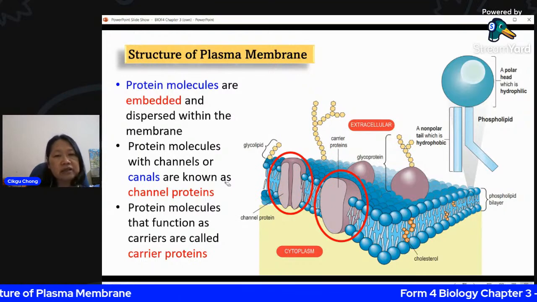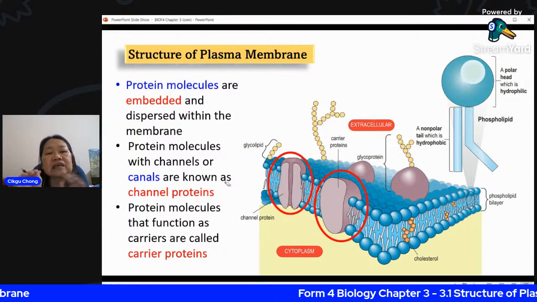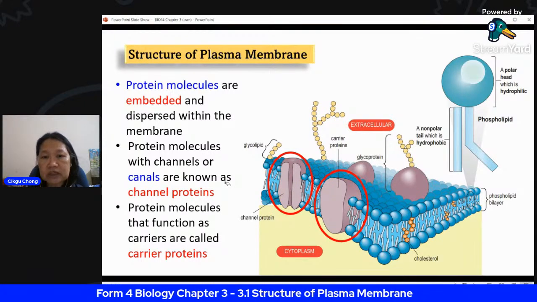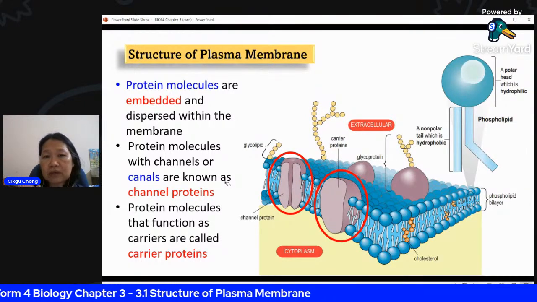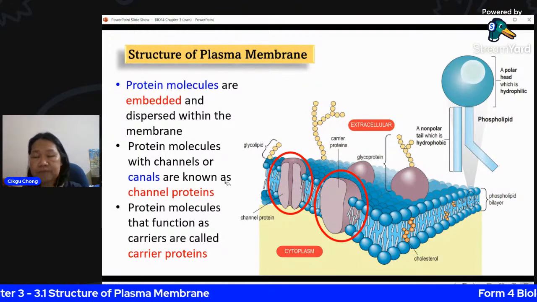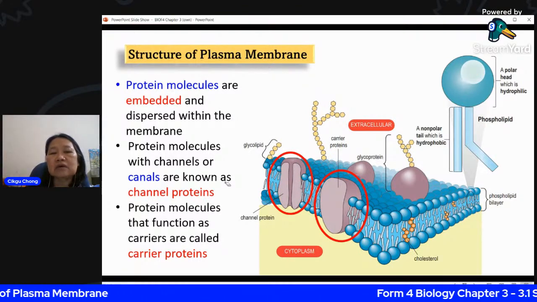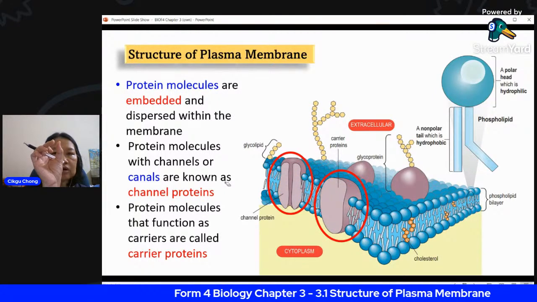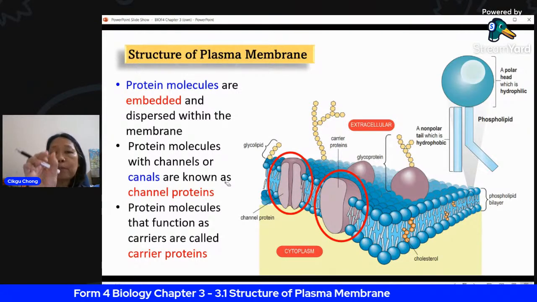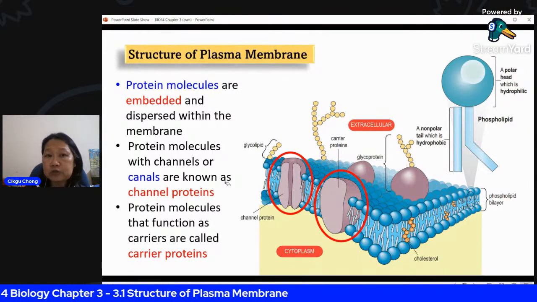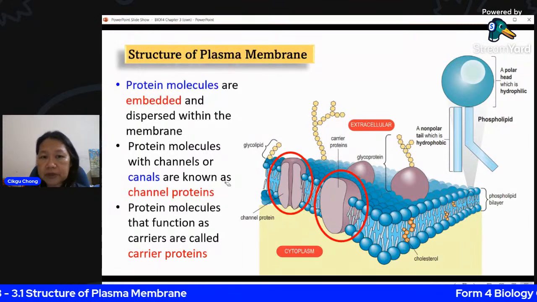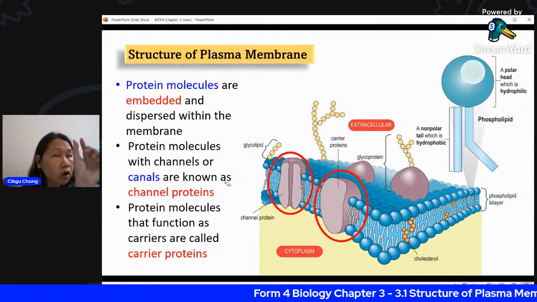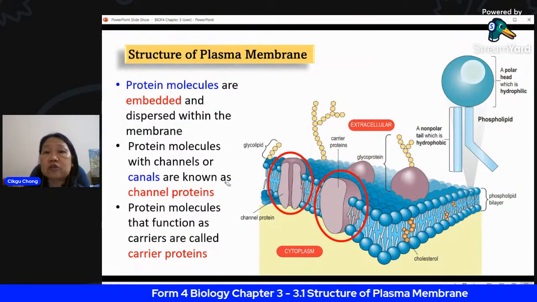And then the other type, which doesn't have a clear-cut channel inside, is called carrier protein. This one can change shape. The carrier protein will be able to change shape to bring in the substance. Whereas for the channel protein, it's clear-cut. There is a terusan, an opening inside there. So it's very easy for you to label. If the question asks you to label, you always look at the diagram that has a pore that is always open. That is the channel protein.